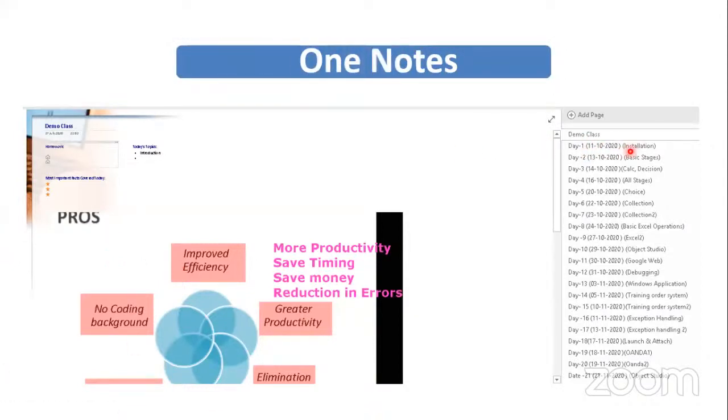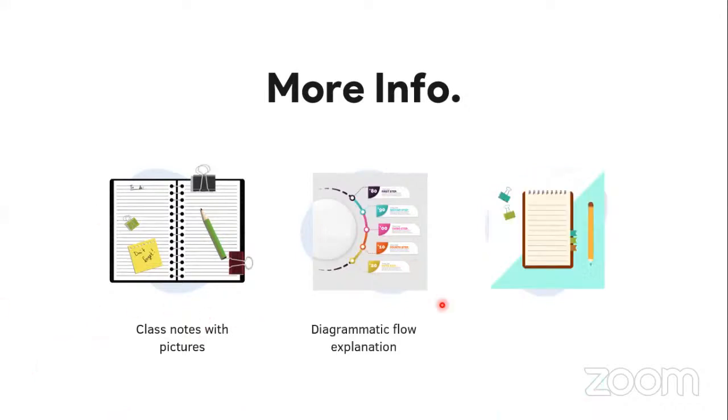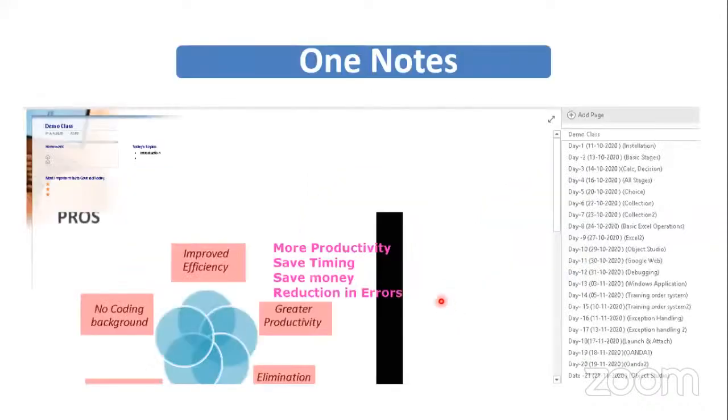Then the daily classrooms will be provided to you like this: Day 1, what is the topic, Day 2, Day 3, and so on. All the class notes will be provided along with pictures, because one picture is equal to 100 words. The brain language is pictures only, so the trainer will mostly try to explain in a pictorial manner so you will easily understand. Then diagrammatic flow explanation, then the whole training text in a single notebook, in a single OneNote or any other notebook.